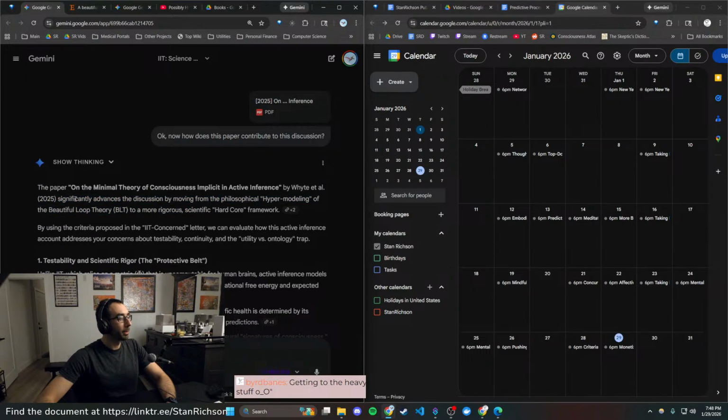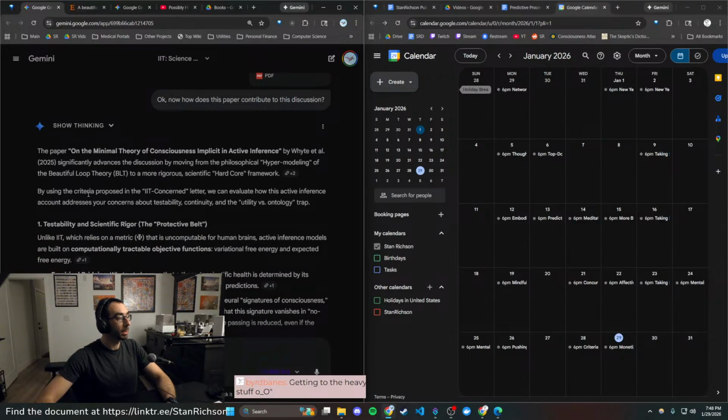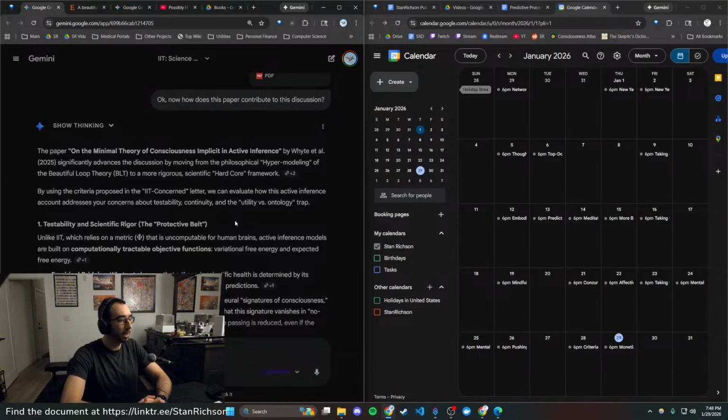Okay, never mind. The paper significantly advances the discussion by moving from the philosophical hypermodeling of the beautiful loop theory to a more rigorous scientific hardcore framework. By using the criteria proposed in the IIT concern letter, we can evaluate how this active inference account addresses your concerns about testability, continuity, and the utility versus ontology trap.